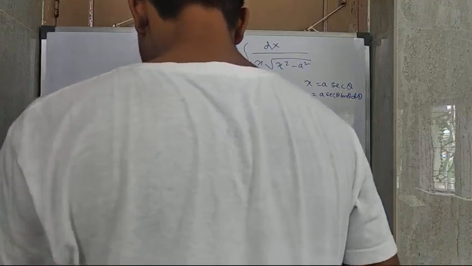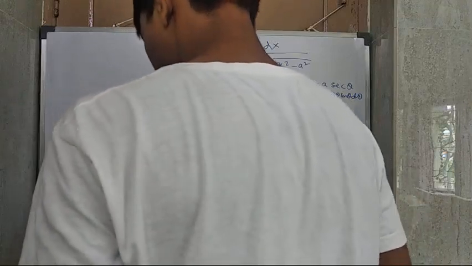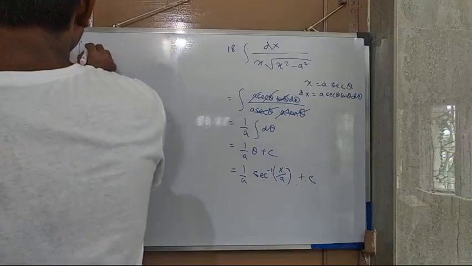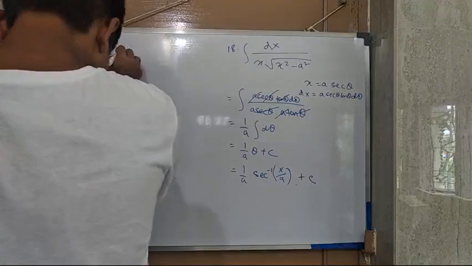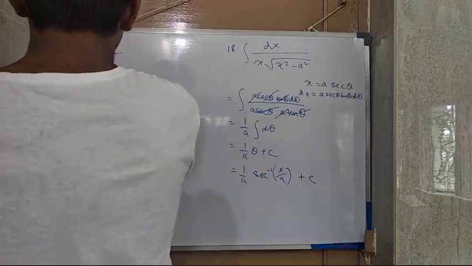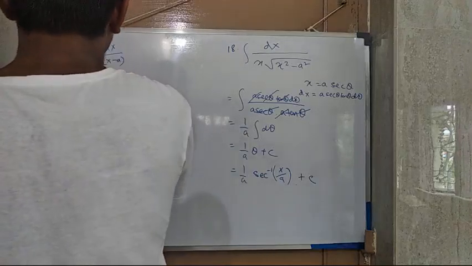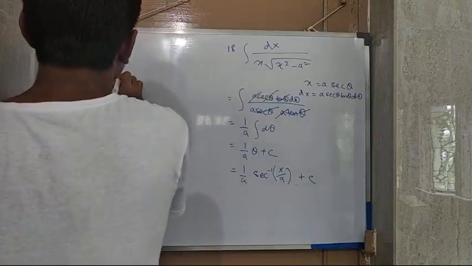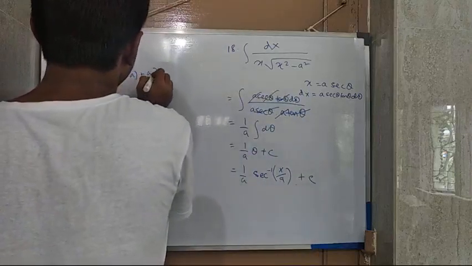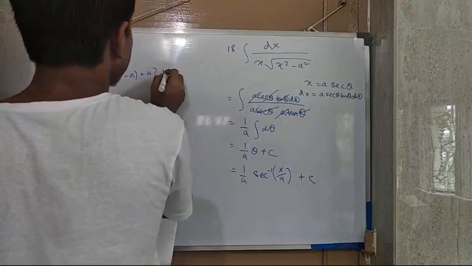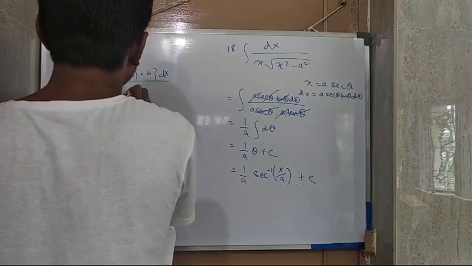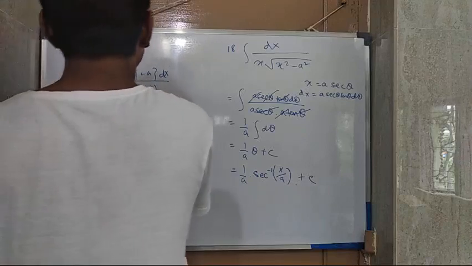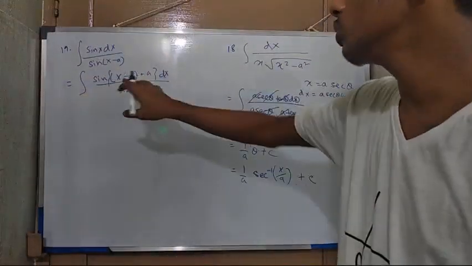So for the 19th question, question number 19 is the integral of sin x dx divided by sin of (x minus a). I am going to write x as (x minus a) plus a, so sin of (x minus a plus a) dx divided by sin of (x minus a). I have written this because I want to split it up using the sin(a plus b) formula.